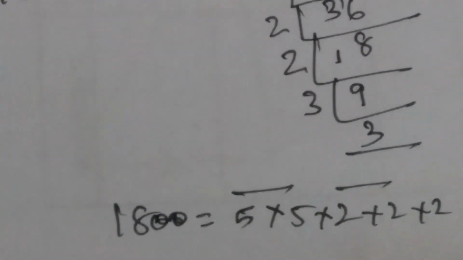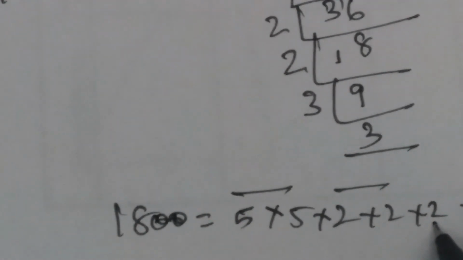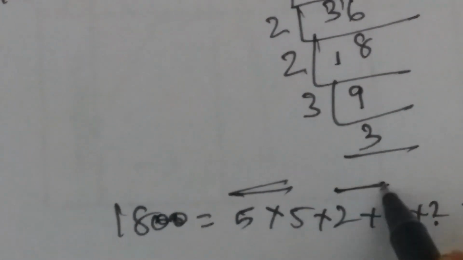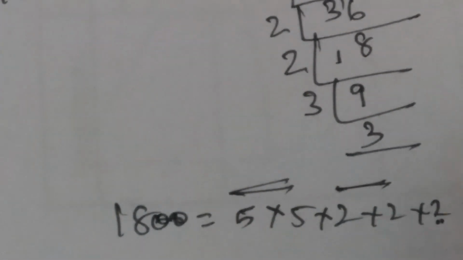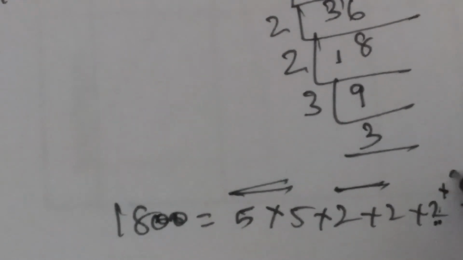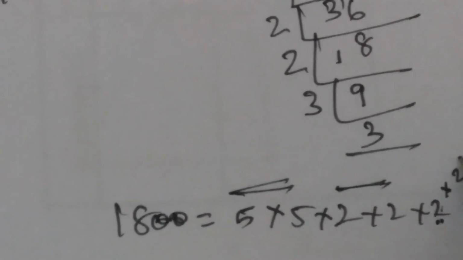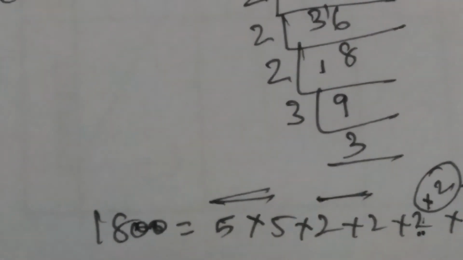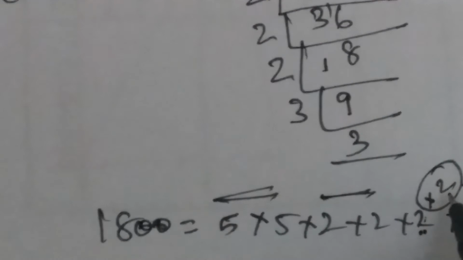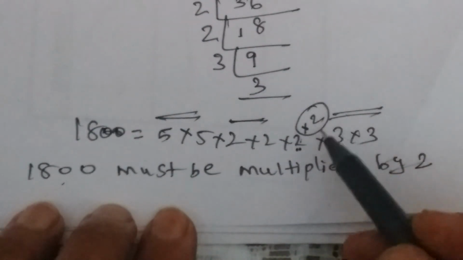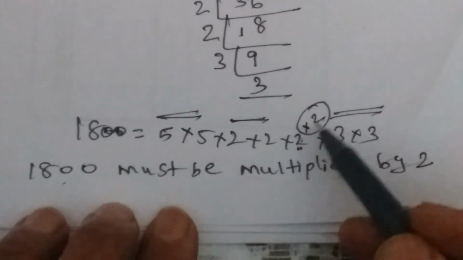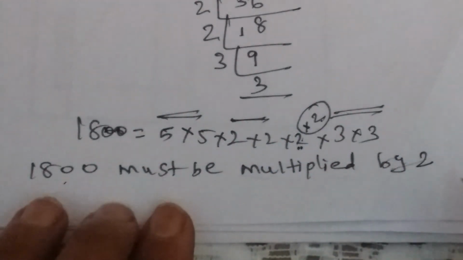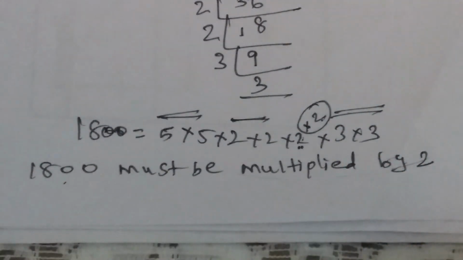So to make it a perfect square, with this 2 we need one more 2. Then only for two 2s we can select one 2. This 5 has a pair, 2 has a pair, 3 has a pair, but there is no pair for this. So to pair this we need one more 2. So what is that extra number we need? 2, we need into 2. So therefore 1800 has to be multiplied by 2. As there is no pair for this 2, if there is one more 2, then it becomes a perfect square. Therefore 1800 must be multiplied by 2 to get a perfect square.